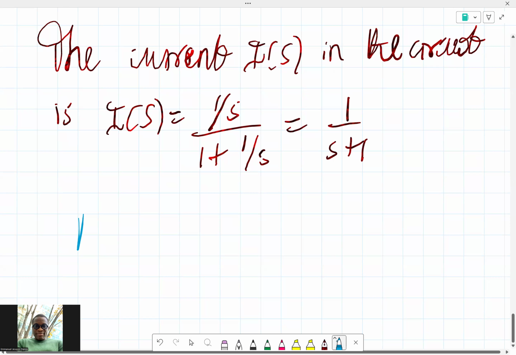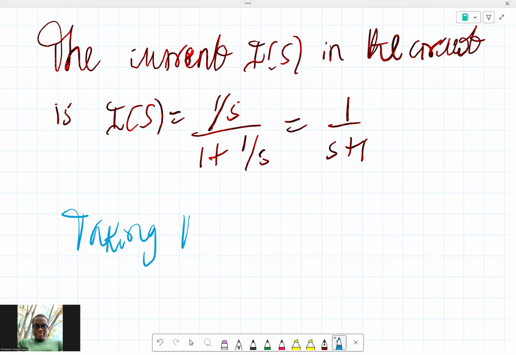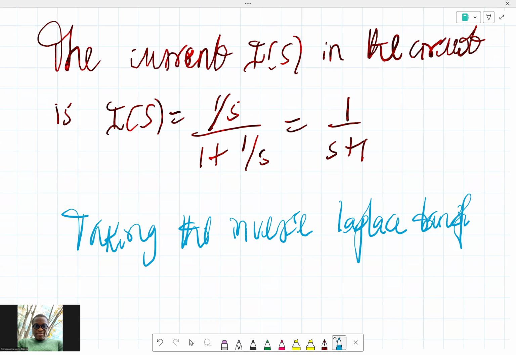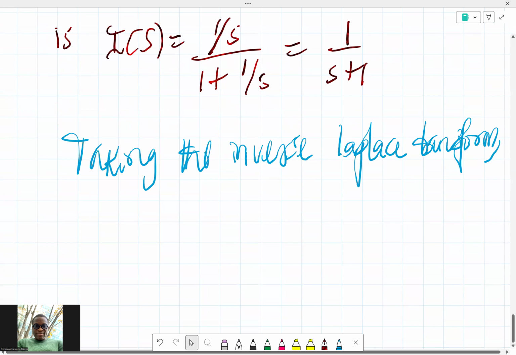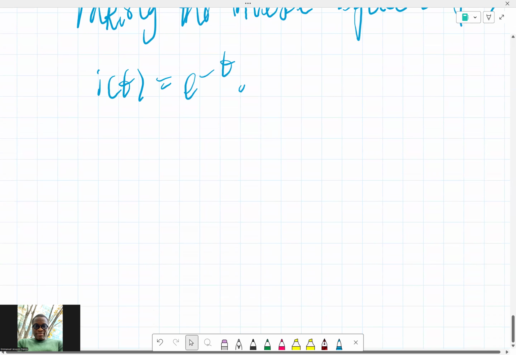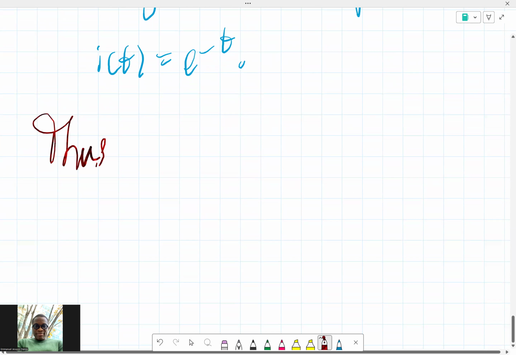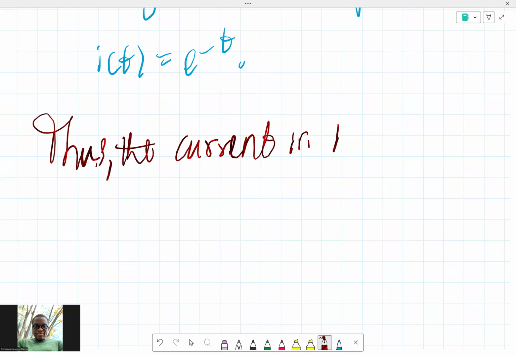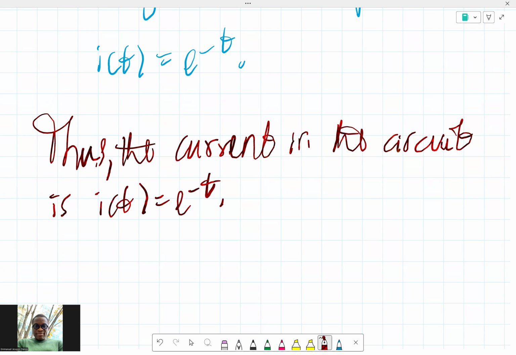So taking the inverse Laplace transform, we just see that I of t is equal to e raised to minus t. Thus, the current in the circuit is I of t equals e raised to minus t. That's what we have in that situation.